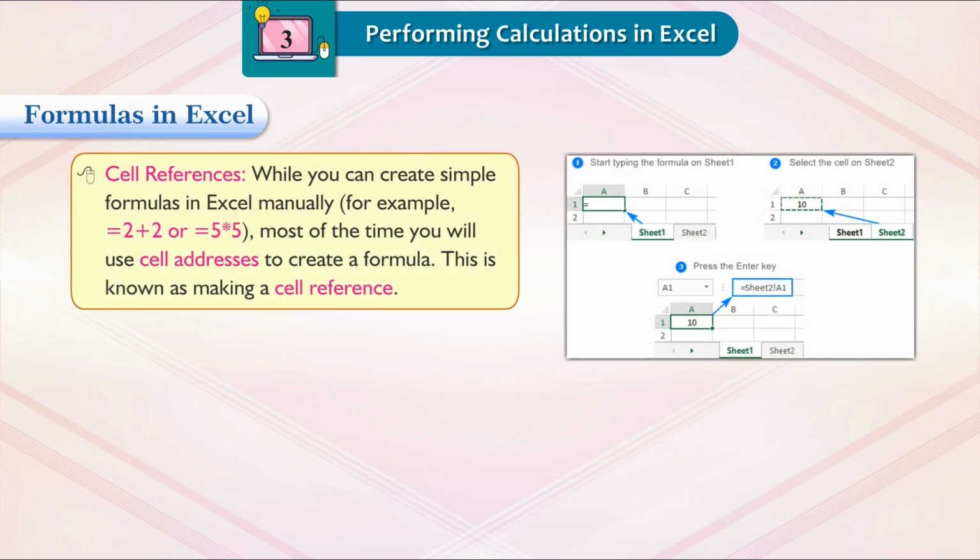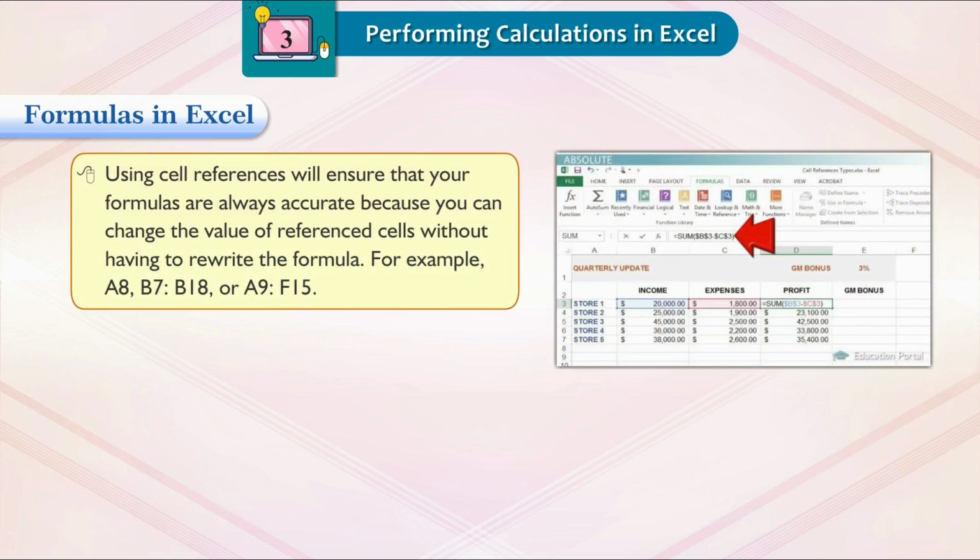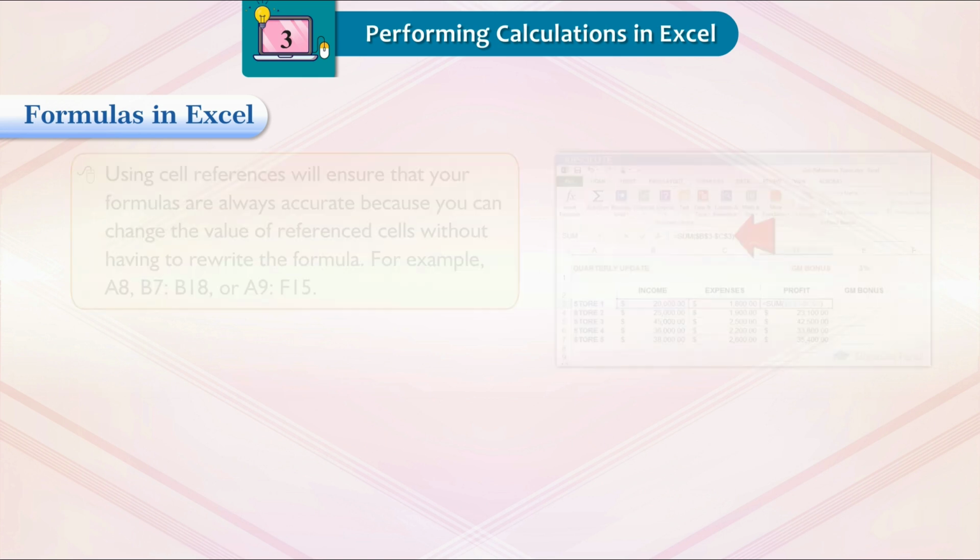Cell references. While you can create simple formulas in Excel manually, for example, =2+2 or =5*5, most of the time you will use cell addresses to create a formula. This is known as making a cell reference. Using cell references will ensure that your formulas are always accurate because you can change the value of reference cells without having to write the formula. For example, A8, B7:B18 or A9:F15.